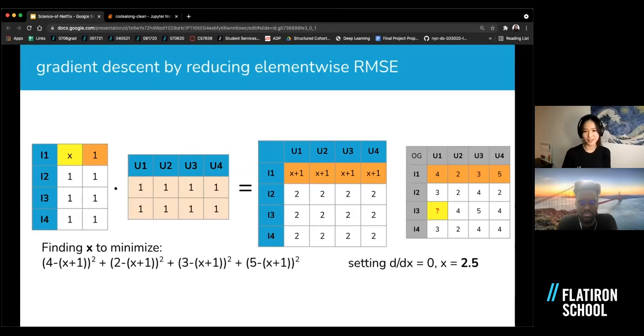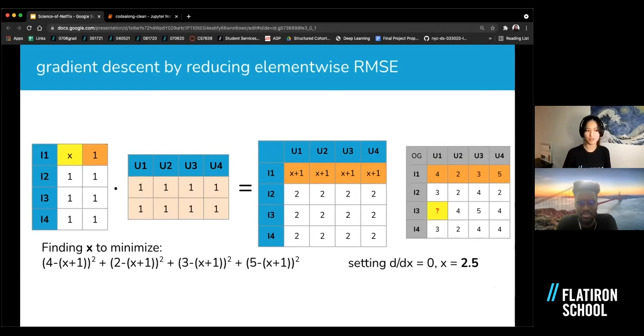You can do this automatically in Python. They actually have it built out for you. But if you want to get into the math of it, you're basically taking a first order condition, or trying to find the minimum. Here you see how we have 4, 2, 3, and 5, which correspond to these values here. We're going to subtract x plus 1 and square it, because we're taking the squared error. When you minimize this equation, it finds that the best x at this moment is 2.5.